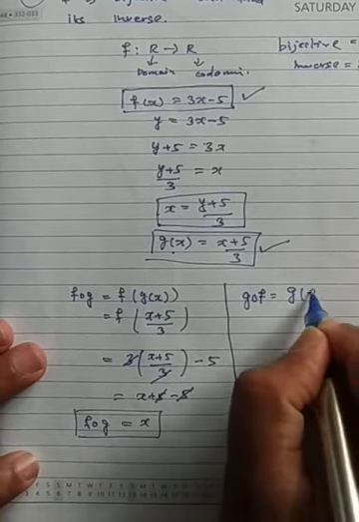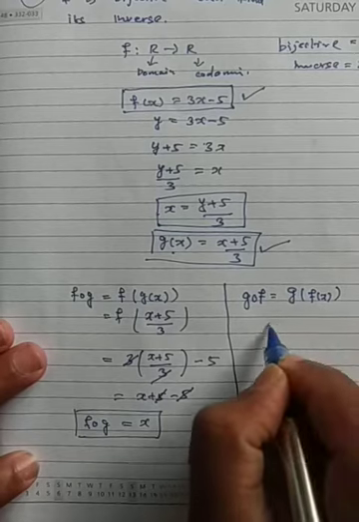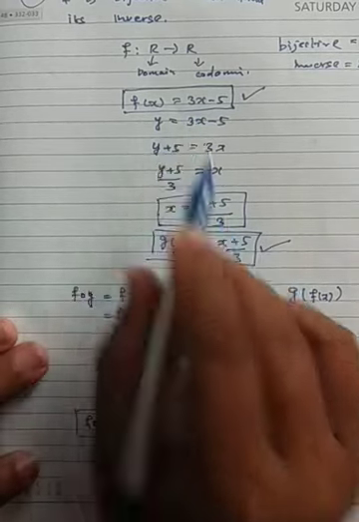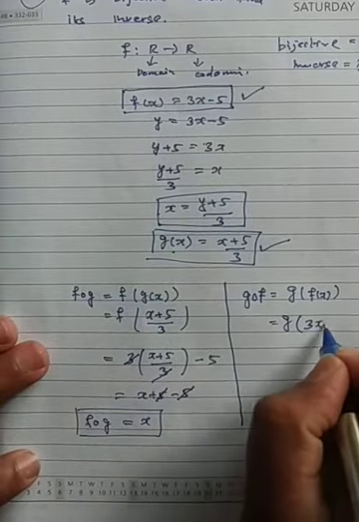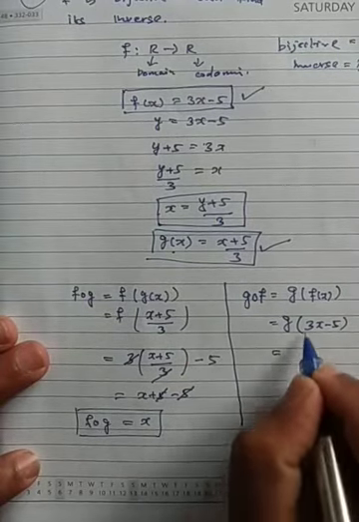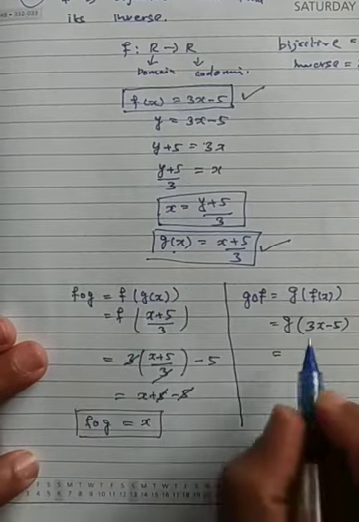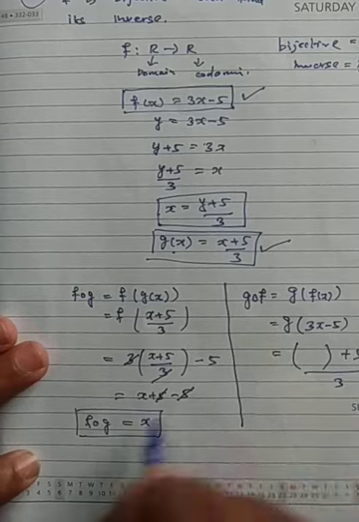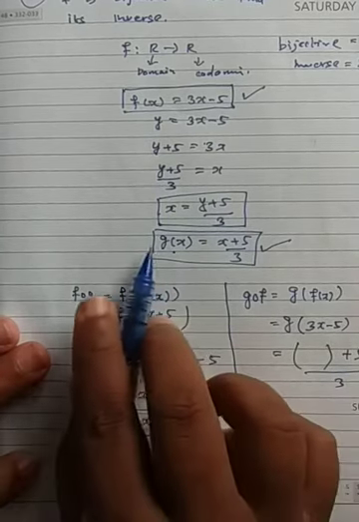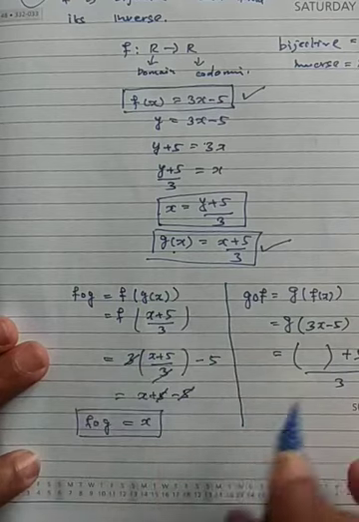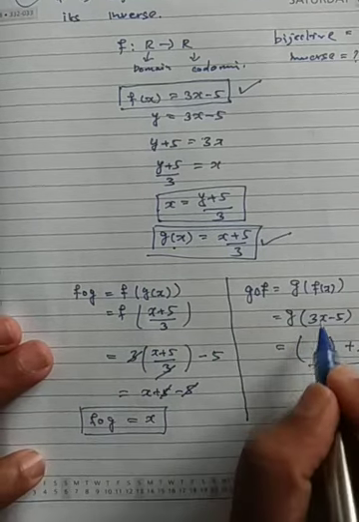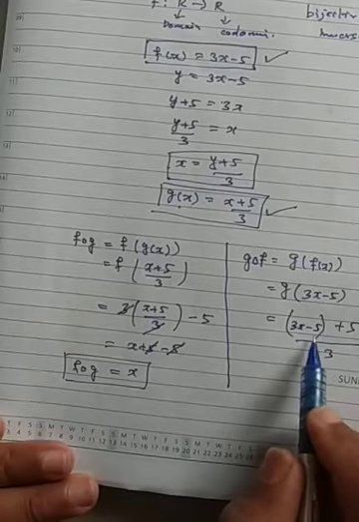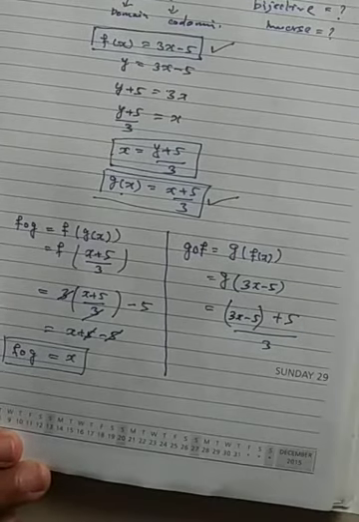That is g of f of x you will find. What is f of x here? F of x value is 3x minus 5. Then g of x is x plus 5 by 3. Here x plus 5 by 3, because here x is that. Here some value is there, that is 3x minus 5. That's why we are writing 3x minus 5 plus 5 by 3.